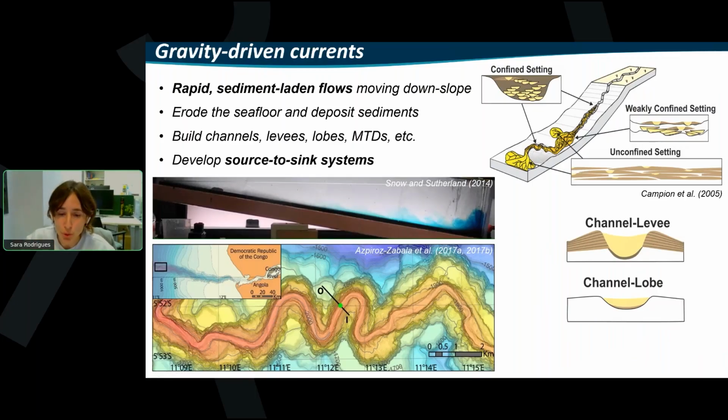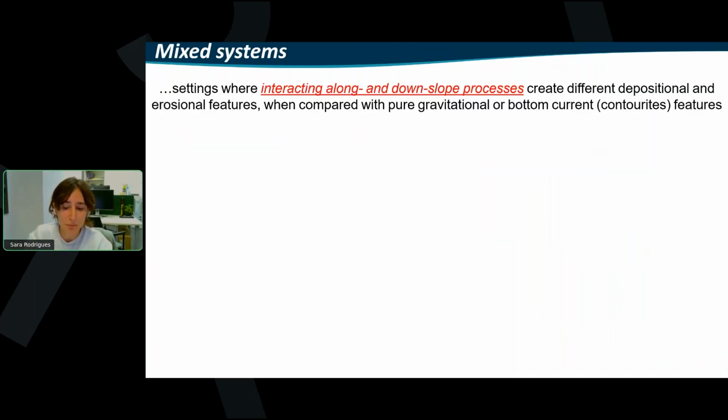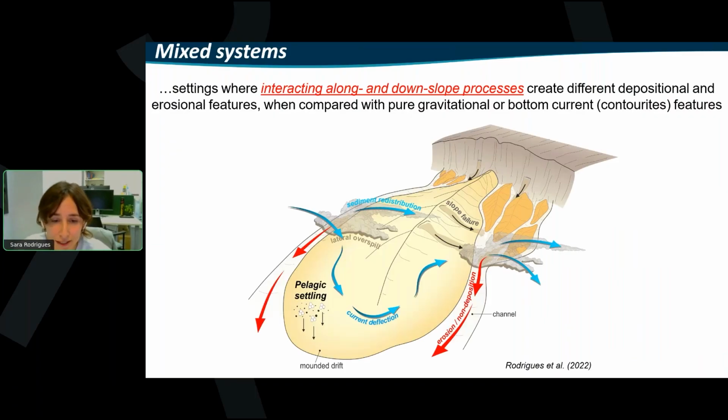So you have two types of processes that occur on deep marine settings, but of course the deep marine system in a deep water environment is not a strict, is not a confined environment. So the two processes will often interact. And what happens when they interact? Well, you could have the processes interacting synchronously.